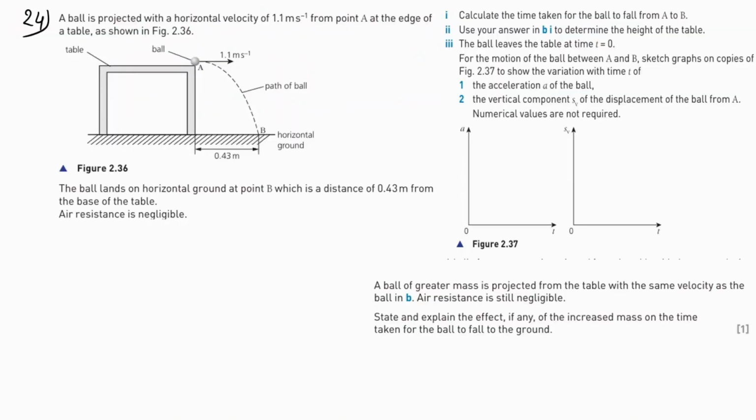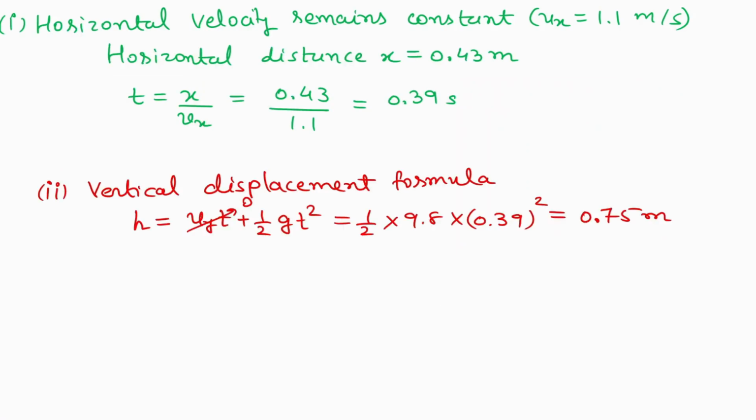Part 2 says use your answer in B1 to determine the height of the table. So you just have to find the height of the table, which means h. We have to use this equation of motion, because the acceleration is constant, g is constant. The initial velocity Uy is 0, because the initial velocity is only in the x direction. So Uy is equal to 0, plus half g t squared, with g as 9.8, and t is what we found over here. And you will get the answer: what is the height of the table? 0.75 meter.